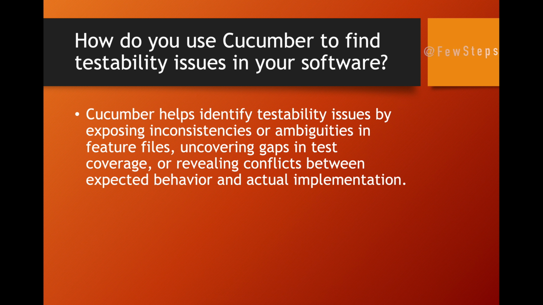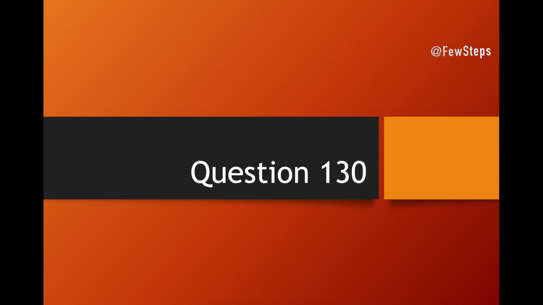Question 129. How do you use Cucumber to find testability issues in your software? Cucumber helps identify testability issues by exposing inconsistencies or ambiguities in feature files, uncovering gaps in test coverage, or revealing conflicts between expected behavior and actual implementation.